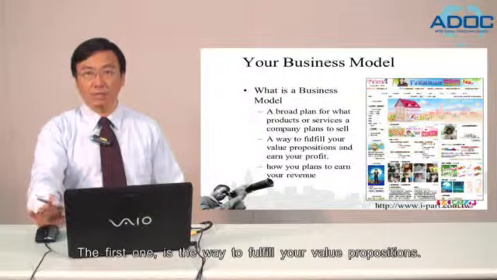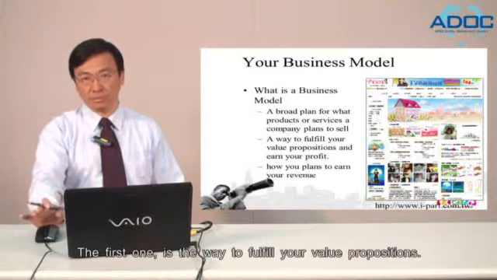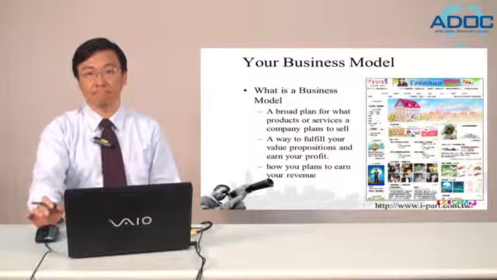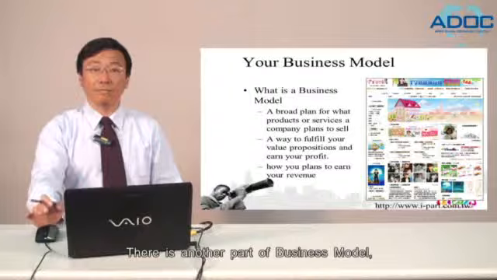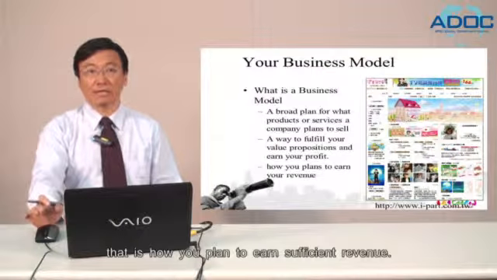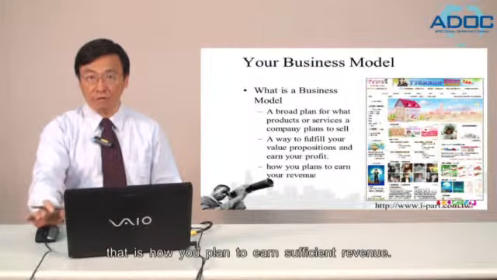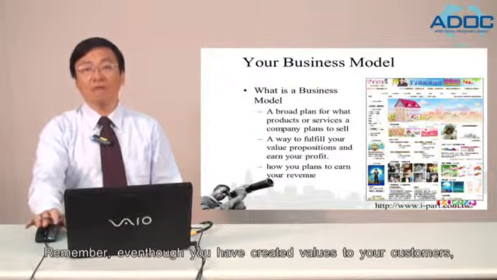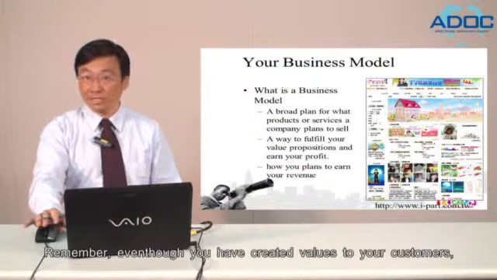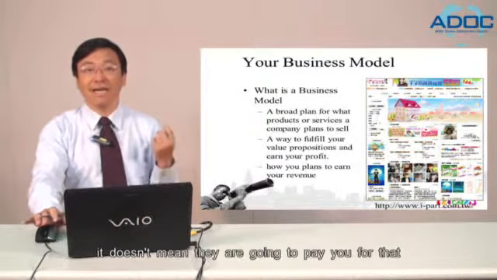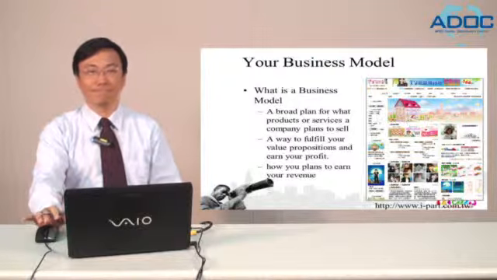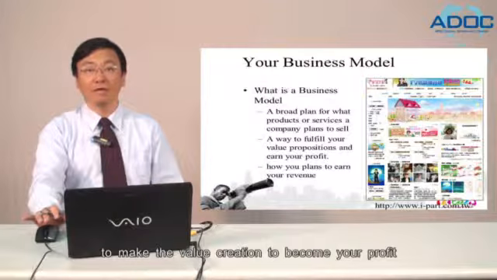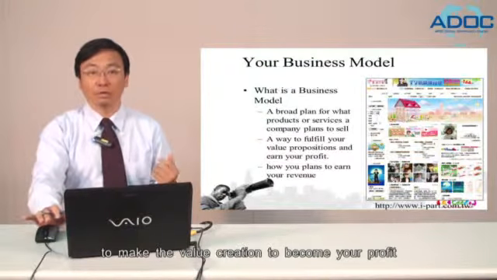Usually, a business model can be broken into two parts. The first one is the way to fulfill your value proposition. That is, creating the value for your customers. There is another part of a business model. That is, how you plan to earn sufficient revenues. Remember, even though you have created value for your customers, it doesn't mean they are going to pay you for that. So the second part is a revenue model to make the value creation become your profit.